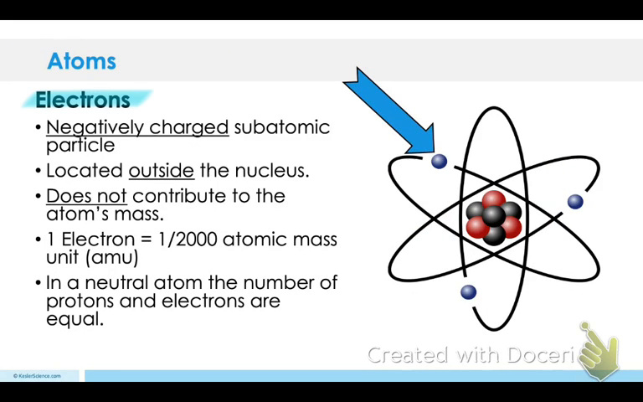Alright, so electrons, they are negatively charged and they are on the outside. It does not contribute to the atom's mass. 1 electron equals 1/2000th AMU. In a neutral atom, the number, so this is important, so I would highlight this, star it, box it, or make it bigger. In a neutral atom, the number of protons and electrons are going to equal the same.